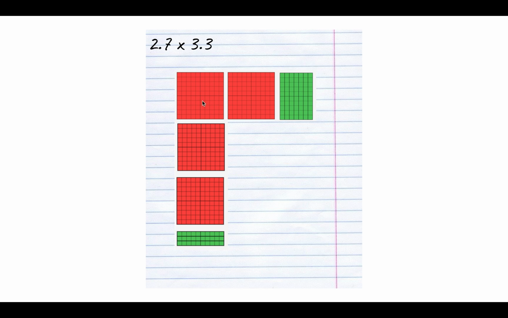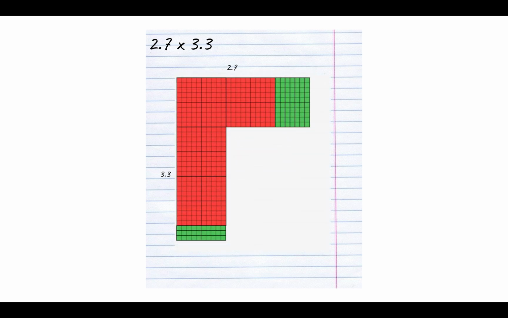You'll notice that this block is used for both sides, right? Because this is the top number and this is the left number. So it's 2.7 times 3.3. I write 2.7 on top and 3.3 on the side because I have 1, 2, 3, and 3 tenths blocks here, 1, 2 wholes, and 7 tenths blocks here.